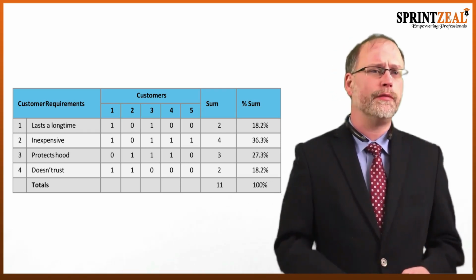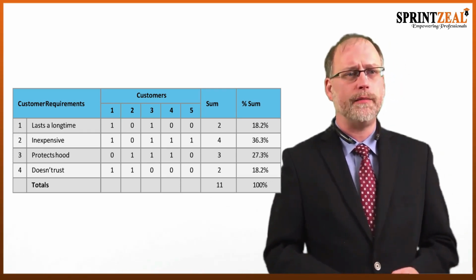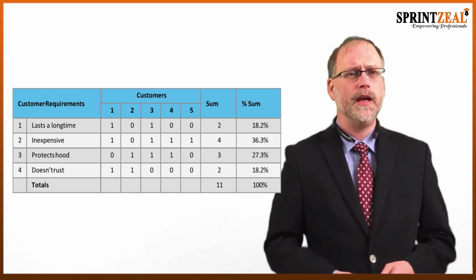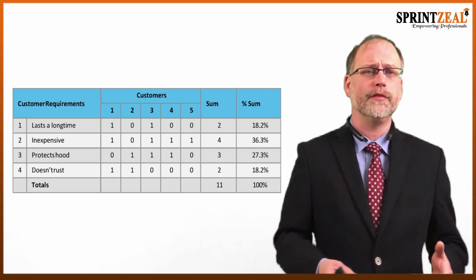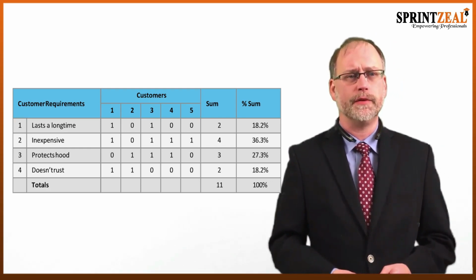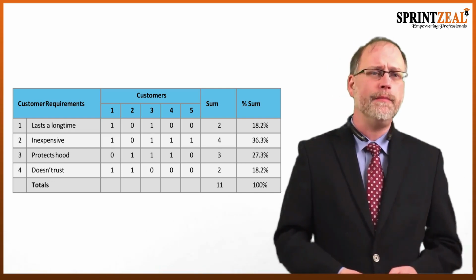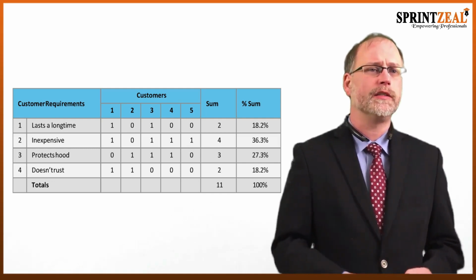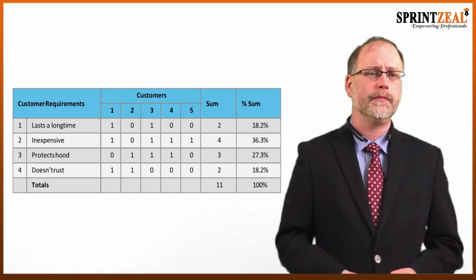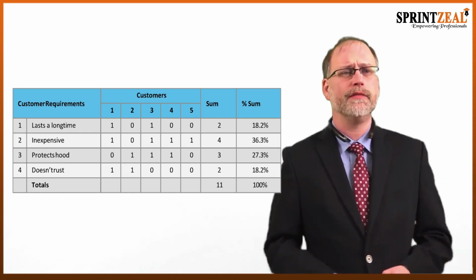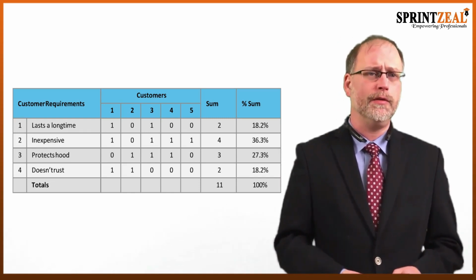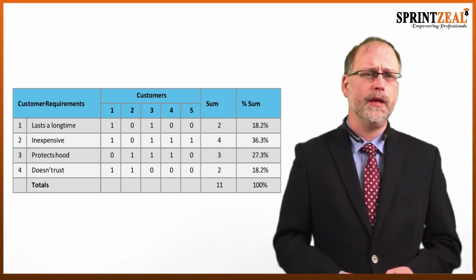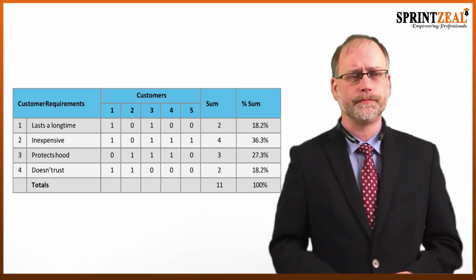Now, we have items 1 through 4, which are: lasts a long time, inexpensive, protects the hood, and doesn't rust. Then we have our customers, numbered 1 through 5. So we only sampled 5 customers. Then we're going to add them up, and then we're going to calculate a percentage. Customer 1 gave lasts a long time a rating of 1, which is a high priority. Customer number 2 gave that same one a 0. Customer 3 gave it a 1. Customers 4 and 5 both gave 0s. We add that up and we get a total of 2.